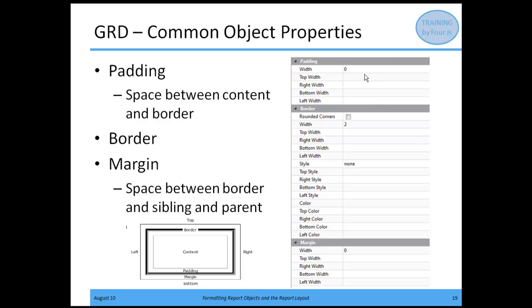When you're setting these, you can set a general width, or you can set a width for a specific top, right, left, bottom for the padding. When you get into the border, you can do the same, setting the width, top, right, bottom, left. You can select a style for each individual border. You can select a color, and you can select a color for each individual border. When it comes to the margin, again, you can give a general width, or you can give a width for a specific top, right, left, or bottom side.